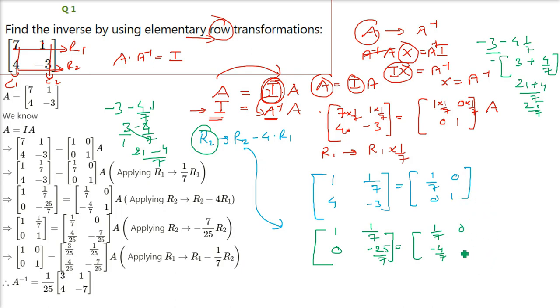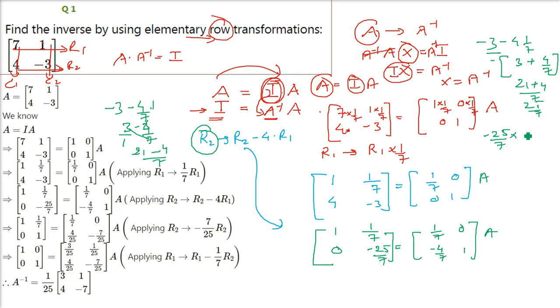Okay. That A is continuing. I am not writing, it is continuing. So 1 and 0 has come. Let us make one more 1. This minus 25 by 7 has to be made as 1. But remember, whenever you are doing any kind of transformation, the 1 and 0 which you already made should not change. So we will multiply the row 2, because it is minus 25 by 7.